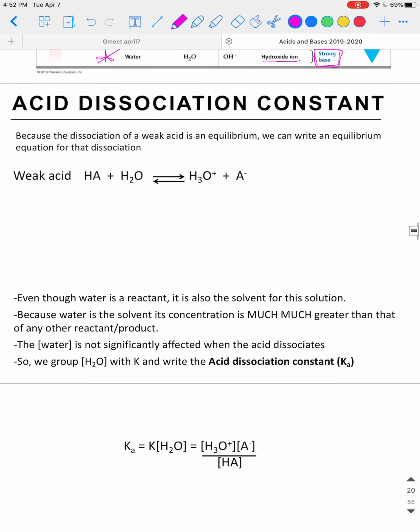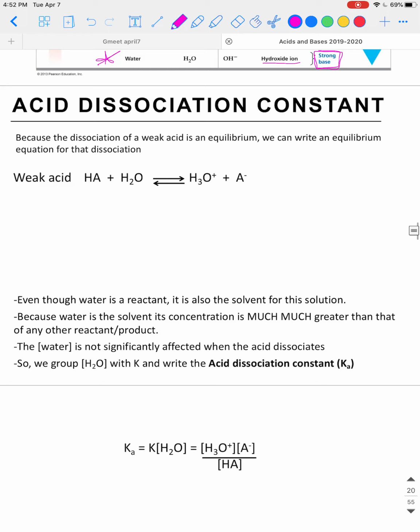Let's keep moving on. So that's the first point in our summary outline that we started this video series with. Now on to the next thing. If you remember, when we were talking about weak acids, we said that they have an equilibrium. Their dissociation reaction has a reversible part to it. You have a double arrow, and therefore we can write an equilibrium equation for that dissociation.